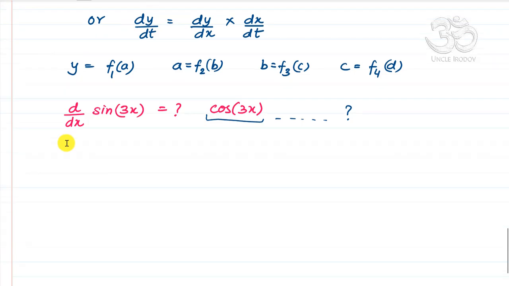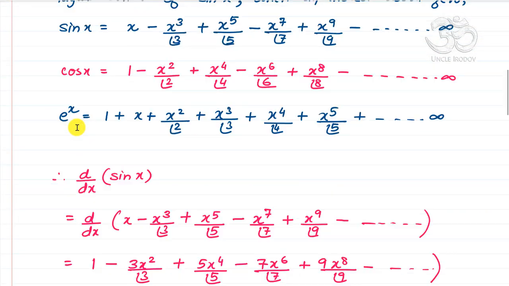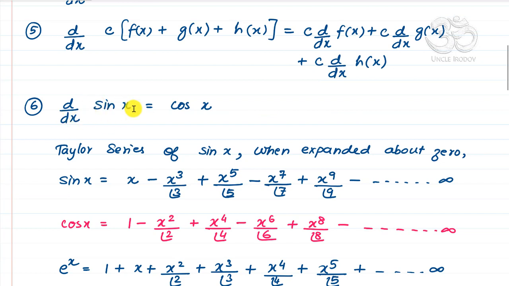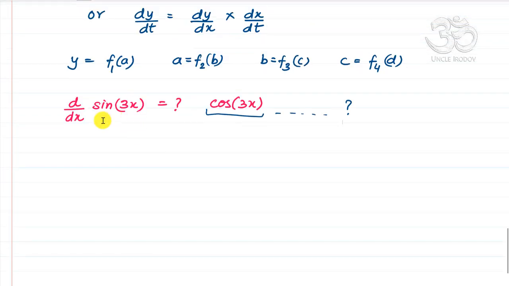And the reason is we only know the formula to find out d by dx of sine x. So we only know how to find out the rate of change of sine x whenever x changes. But here, if you have a look, I'm trying to find out the rate of change of sine of 3x whenever x changes, and I will not be able to get the same answer.